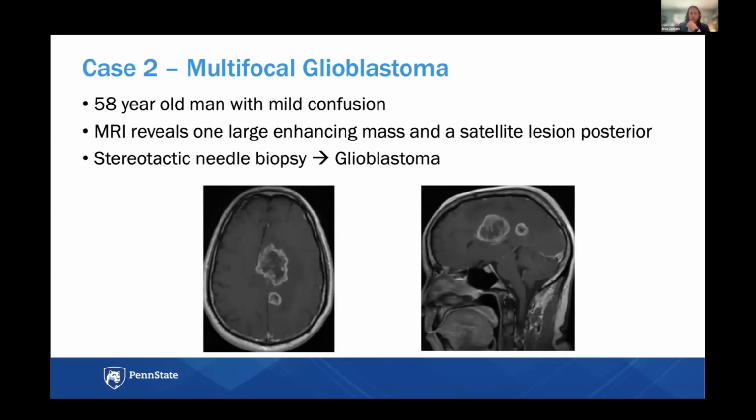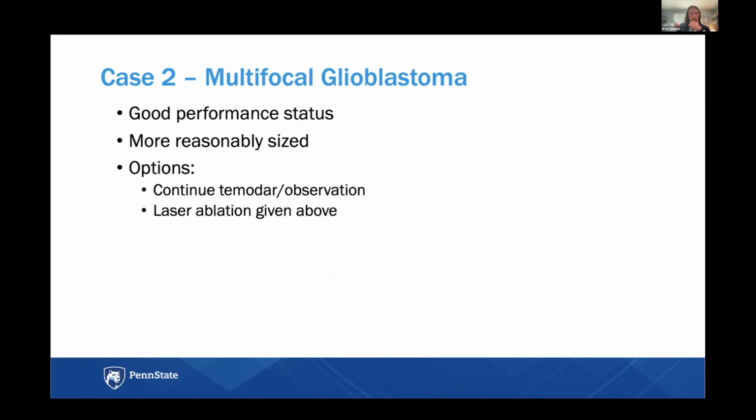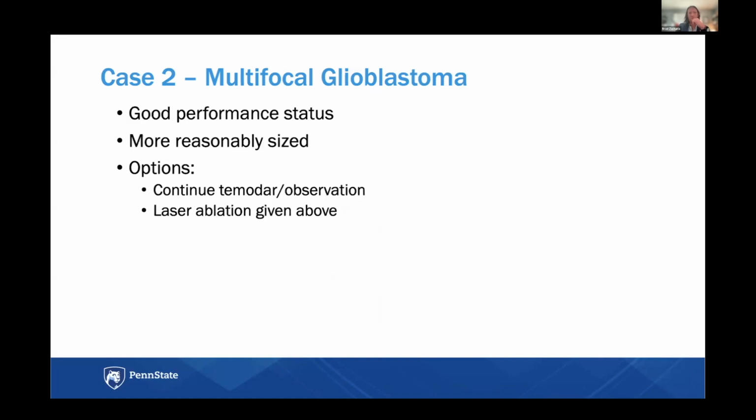This is a multifocal glioblastoma in a 58-year-old gentleman. An MRI revealed this kind of larger anterior lesion, a smaller posterior lesion, and a needle biopsy demonstrated this to be a glioblastoma. You can consider resection of the dominant lesion, but obviously the multifocality raises concern for more diffuse spread. So he initially was treated with IMRT and temozolomide, and early imaging showed some decrease in the lesion, good performance status, and now it's more reasonably sized. And so do you leave it like this? Do you consider surgical resection or some kind of treatment at this point?